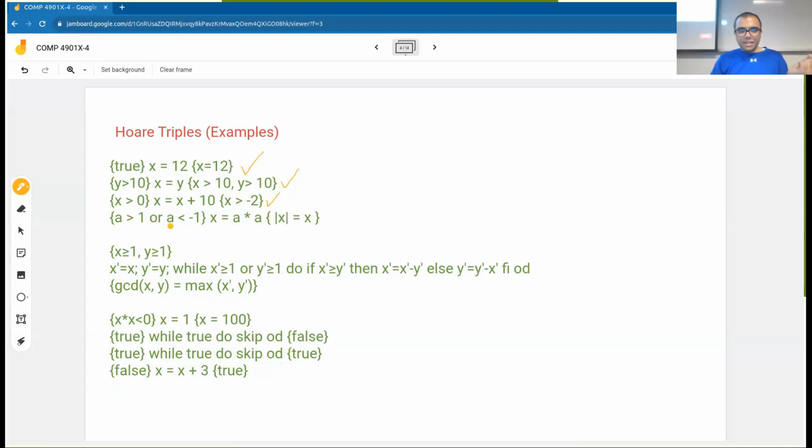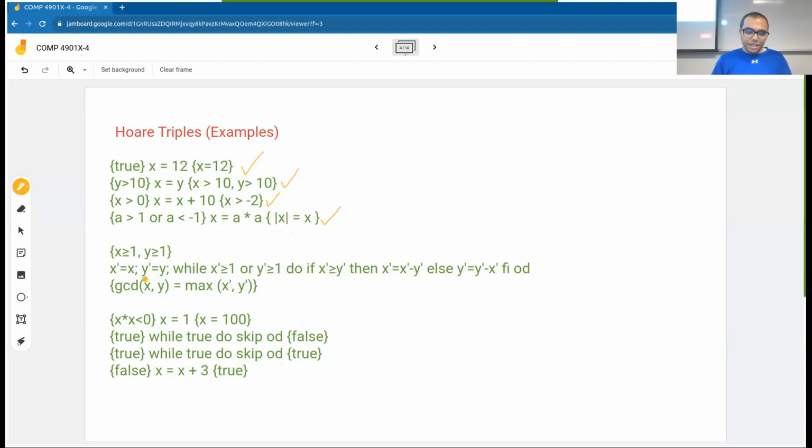If a is greater than 1 or a is less than -1, and I set x to be a times a, can I be sure that the absolute value of x is equal to x? Yes. In this case, I'm not using the precondition at all. I'm just using the program. The absolute value of x equals x is the same as saying that x is non-negative, and it is non-negative because it's a square. So I don't care what precondition I had. The point I want you to see here is that I don't necessarily have to use my precondition in my postcondition.